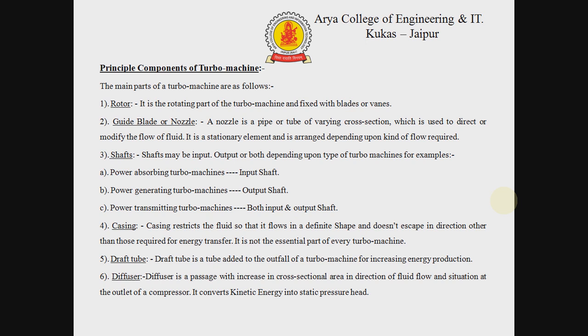Third is shaft. Shafts may be input, output or both depending upon the type of turbo machine. For example, a power absorbing turbo machine has an input shaft, a power generating turbo machine has an output shaft, and a power transmitting turbo machine has both input and output shaft. Fourth is casing. Casing restricts the fluid so that it flows in a definite shape and does not escape in directions other than those required for energy transfer. It is not an essential part of every turbo machine.